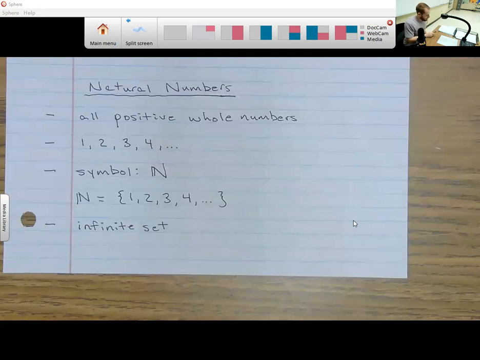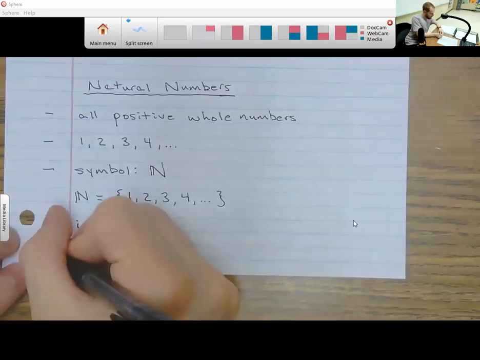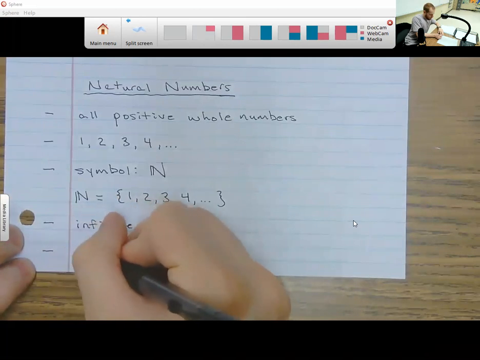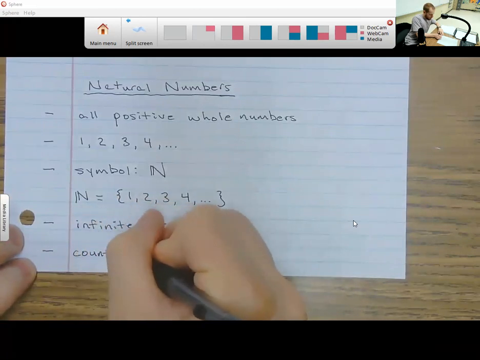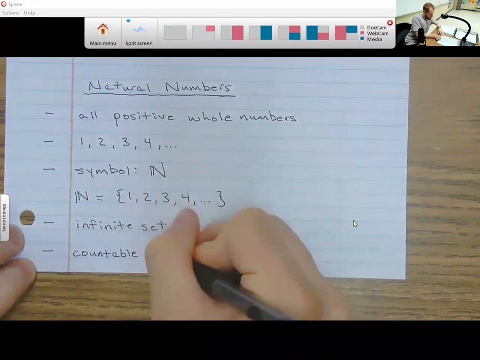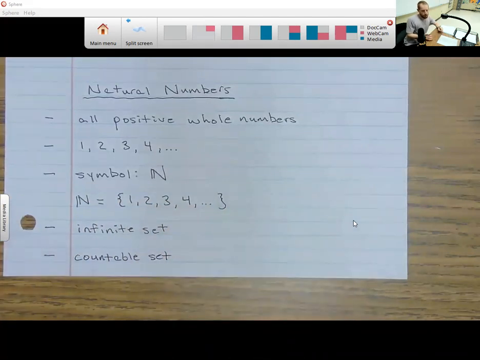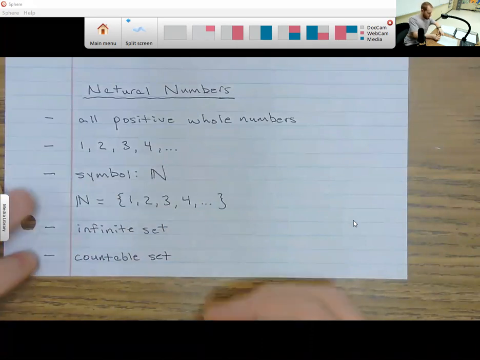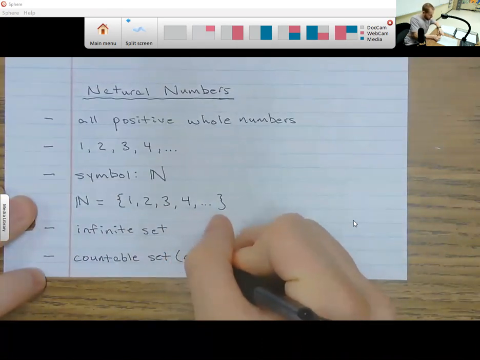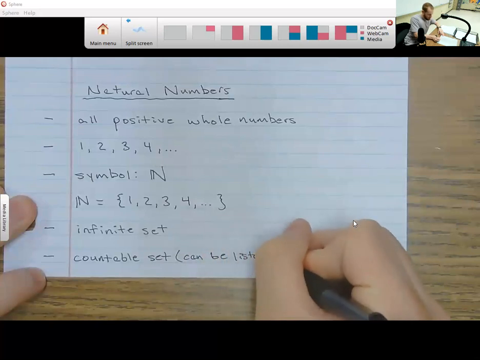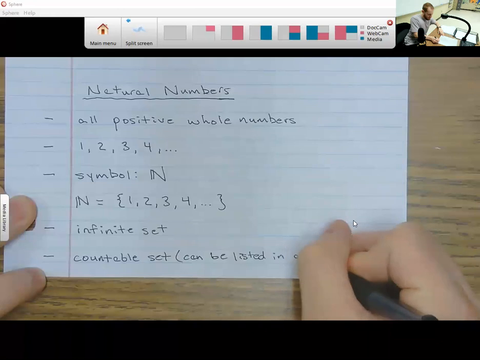Okay. And the last thing I wanted to say about this was the natural numbers are countable. So let me write that down. The natural numbers is a countable set. And countable basically means that you can list all the natural numbers in a sequence. So can be listed in a sequence.